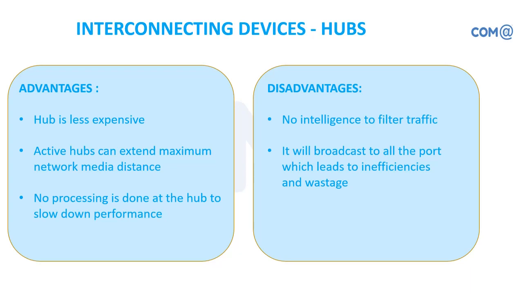And we call each individual port a collision domain, right? Between the data, there will be collisions occurring, and that's the reason we have slow transmission of data in the case of hubs.